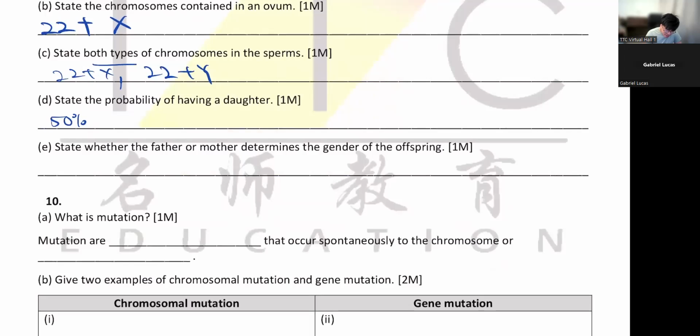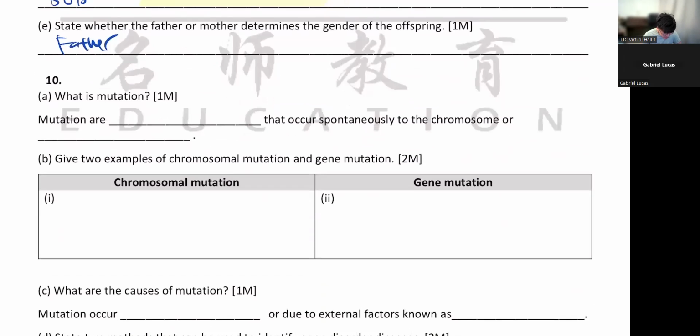Numbers, they don't lie. So E, state whether father or the mother determines the gender of the offspring. Who determines what gender you will be? It's going to be your father. Because if you take your father's X, you will be female. If you take your father's Y, you will be male. So apparently all three of us got Y from our dads, so we're all males here. Right? So next, number 10.